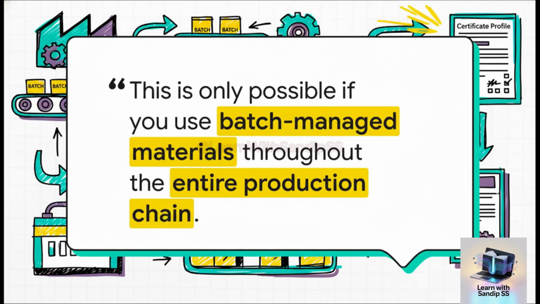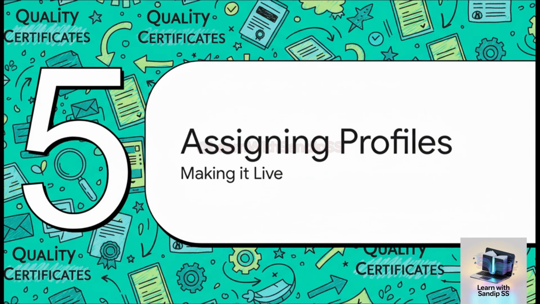But, and this is a big but, there is a catch. You've got to remember this. This amazing traceability feature only works if every single material in that chain is managed in batches. The system needs that complete, unbroken batch where used list to follow the breadcrumbs all the way back to the source.